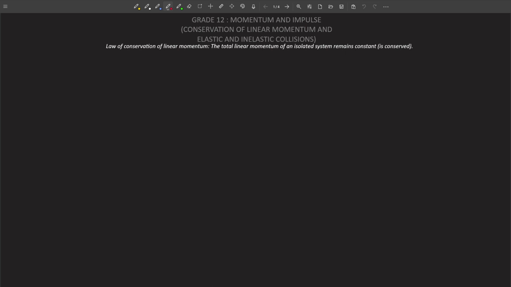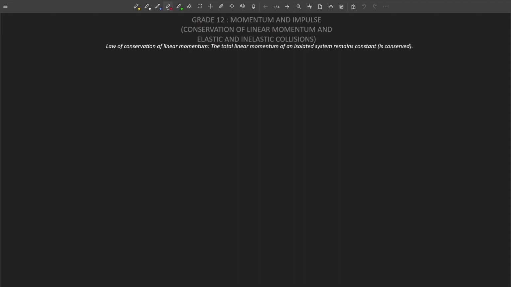Okay, we are still on momentum and impulse, and we will be looking at conservation of linear momentum and elastic and inelastic collisions. The elastic and inelastic collisions, we will look at them in the other lesson. But for this lesson, we are only focusing on conservation of linear momentum.